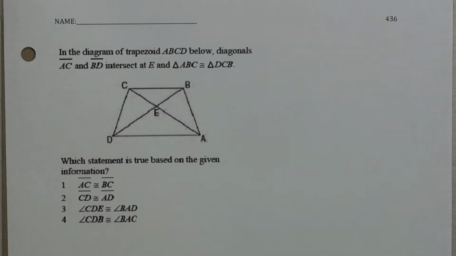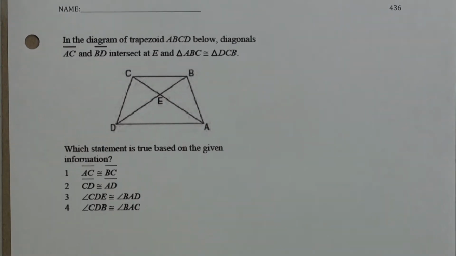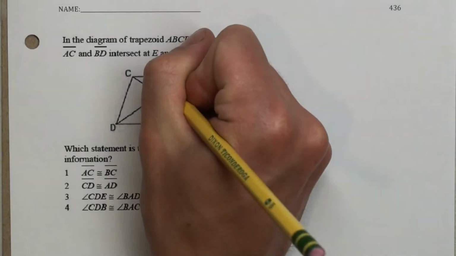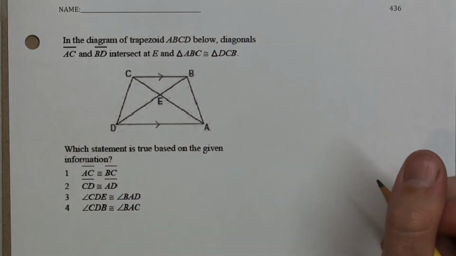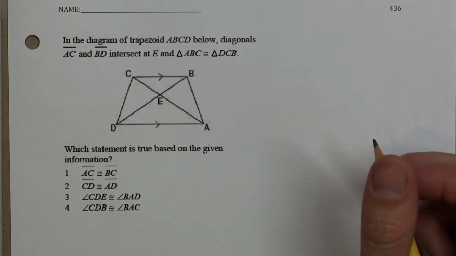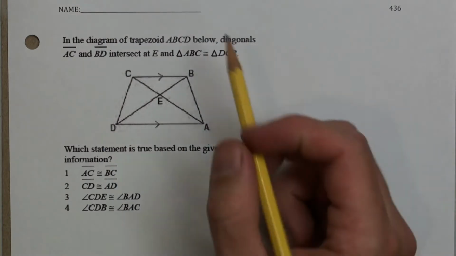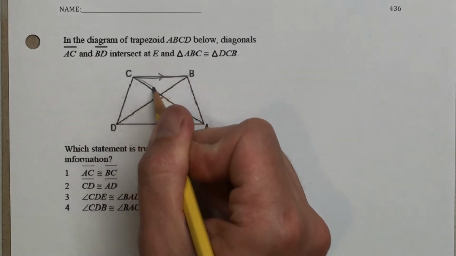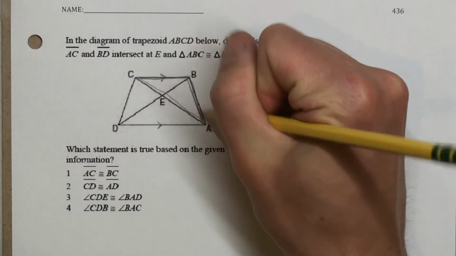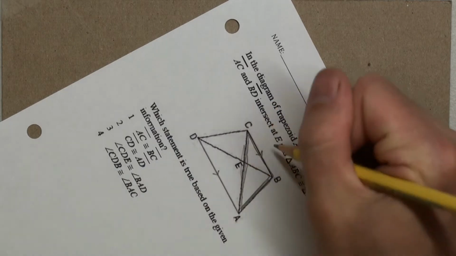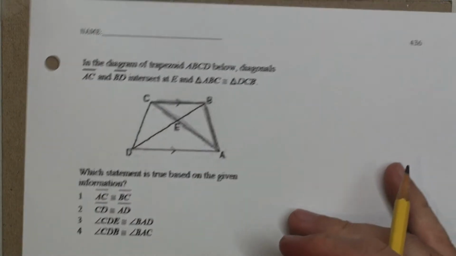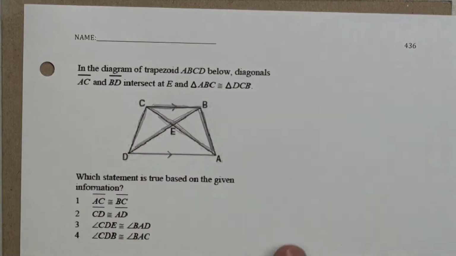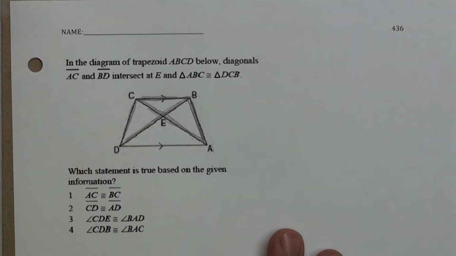436. We have this trapezoid. We know that these sides are parallel in a trapezoid. That's a rule. And triangle ABC is congruent to this triangle, it's telling us. Which statement is true based on the given information?